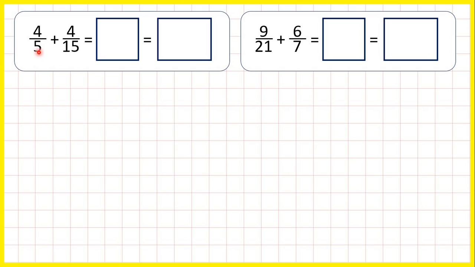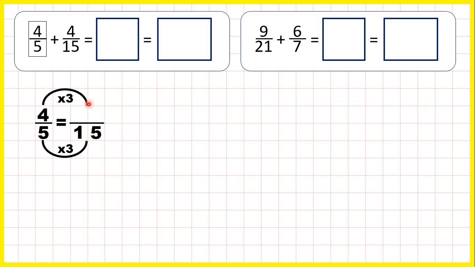So we have 4/5 plus 4/15, but we know that to add fractions we need our denominators to be the same. Now 15 is in the 5 times table, so we can find a fraction equivalent to 4/5, which has a denominator of 15. Now 5 times 3 is 15, and what we do to the denominator we need to do to the numerator as well.